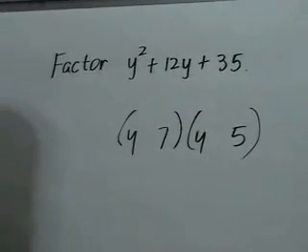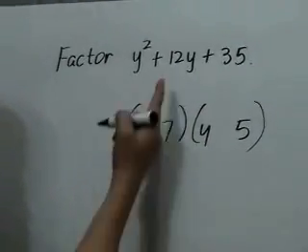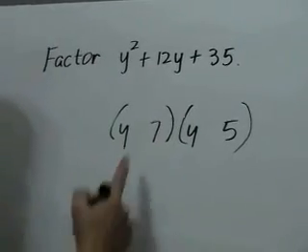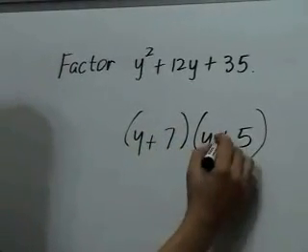This is positive 35, so the signs of 7 and 5 should be the same. And since this is positive 12, then those signs should both be positive.